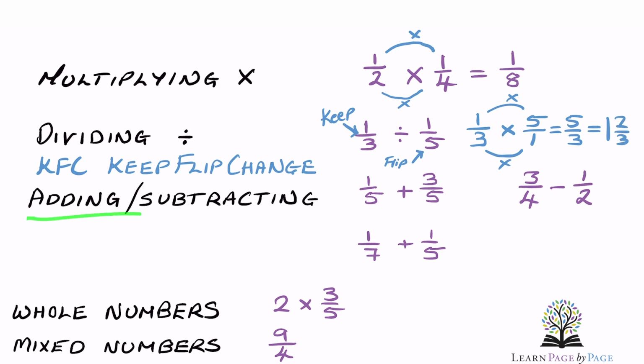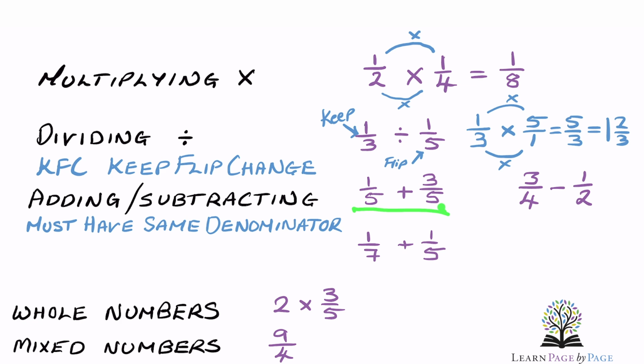Now on to adding and subtracting. These are a little trickier. You have to have the same denominator and you only add the numerators. The first one we expect, the denominators, they're both fifths, so that's brilliant. We just add the numerators. 1 plus 3 gives us 4. Denominator always stays the same.